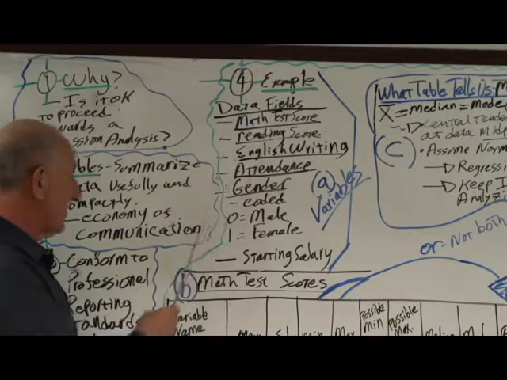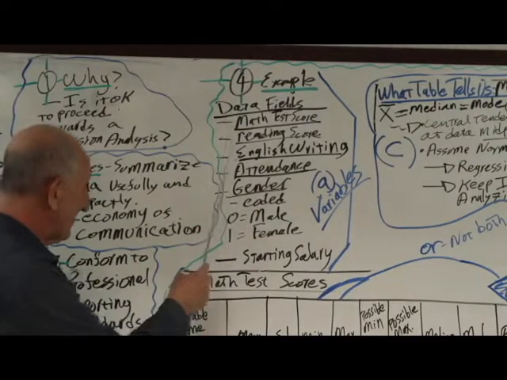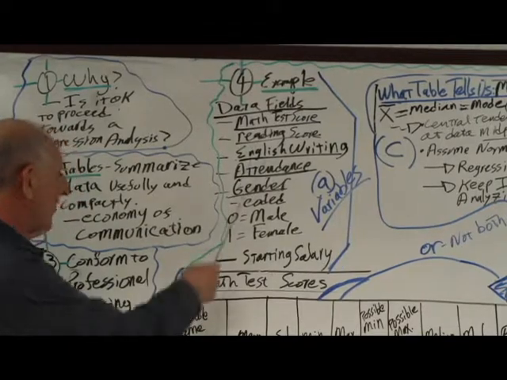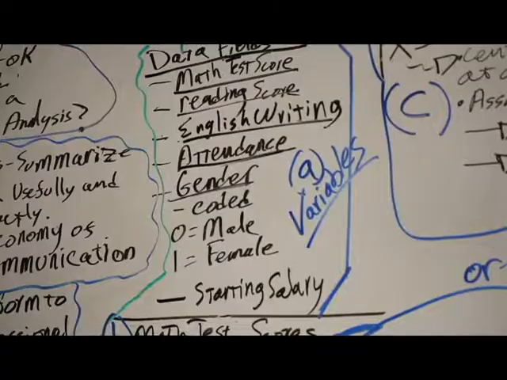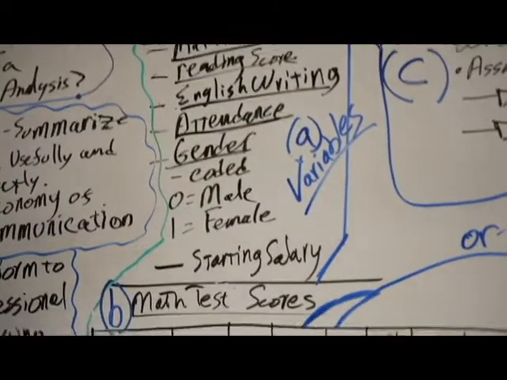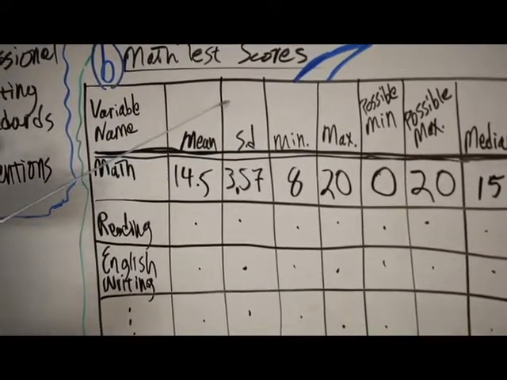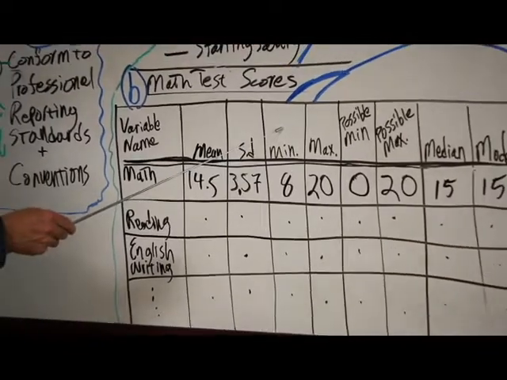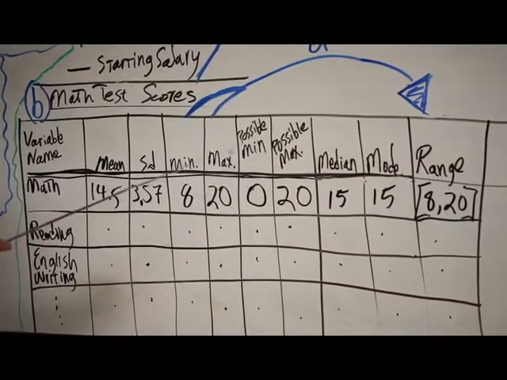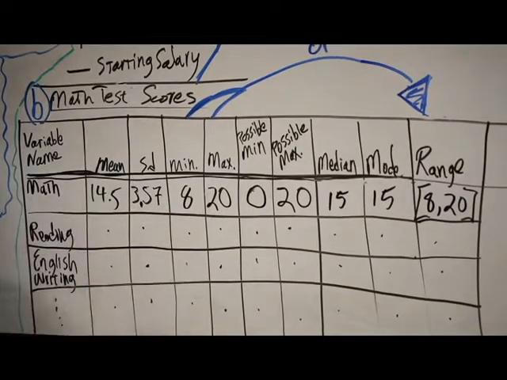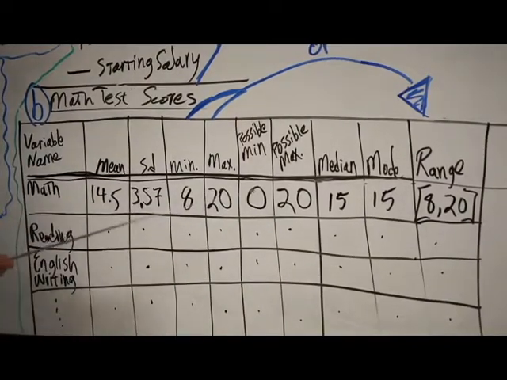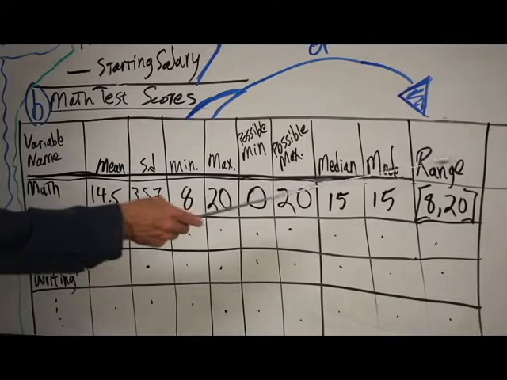How do we organize this stuff? I'm going to show you for just the math test score, and it's exactly the same for all the other ones, so that's pretty easy, right? So you've got these column names: variable name, mean, SD, which is standard deviation. It's okay to abbreviate that. The minimum value of the data, the maximum value of the data. Min-max is good. The possible minimum value of the data, the possible maximum value of the data, the median, the mode, and the range of the data.